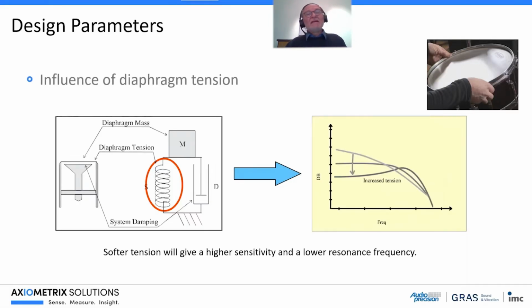If we look at the influence of the diaphragm tension, we could compare it with the diaphragm of a drum. If the diaphragm of a drum is very loose, we can only play lower frequencies. If the tension is very tight, then we will also be able to measure higher frequencies.